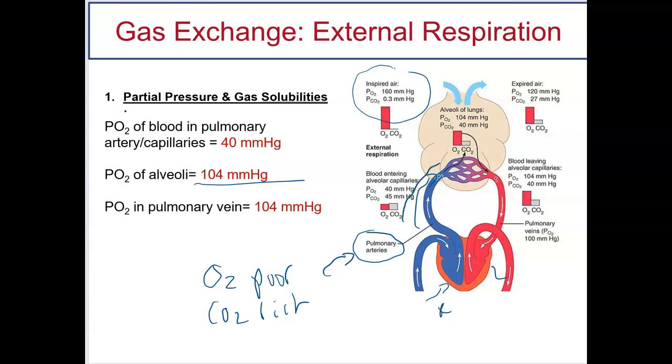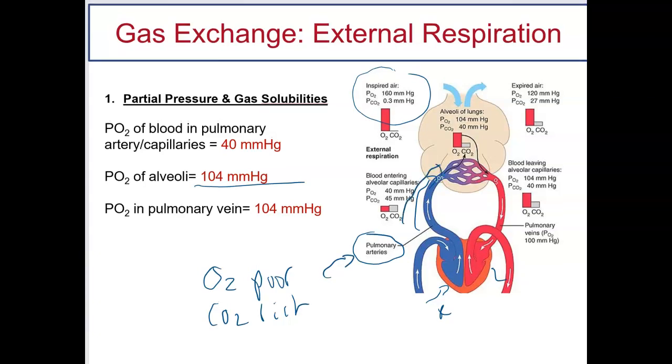So this blood is going to the lungs so that it can become oxygenated. And so when it becomes oxygenated, we want it to leave and go back to the heart through our pulmonary veins. This time it'll be O2 rich and CO2 poor because of the gas exchange.